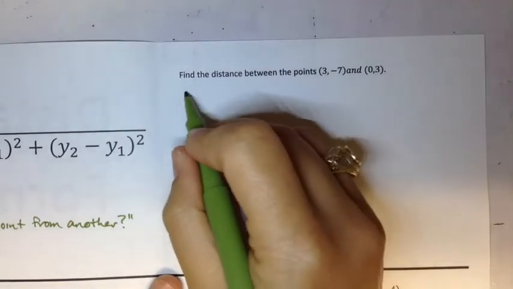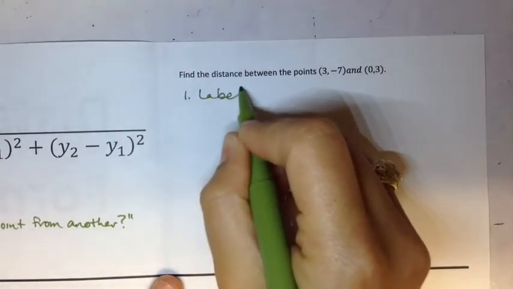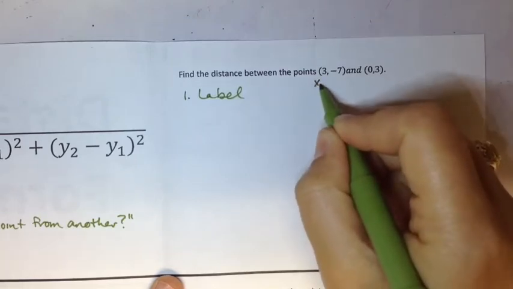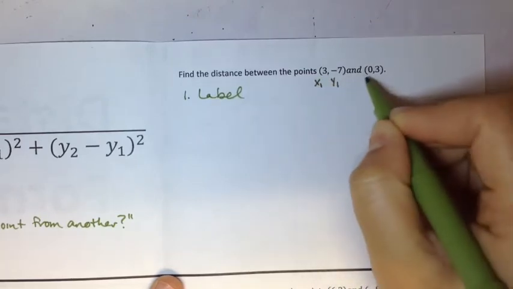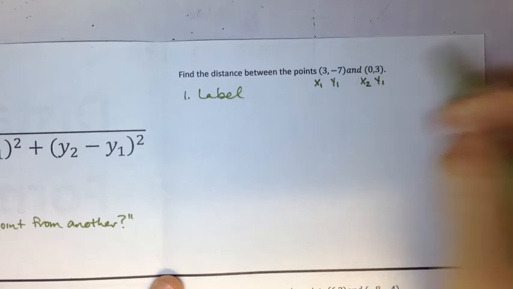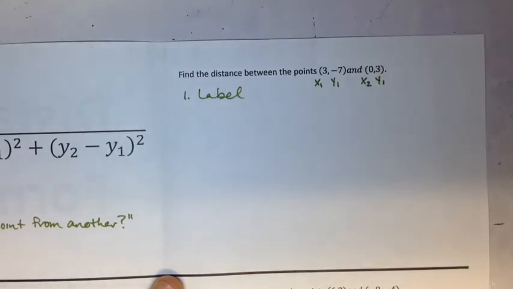The first step that you want to do is label. And when I mean label, I mean we're going to go, this is x1, this is y1. This is x2, and this is y2. So similarly to when we were finding slope, you're going to label the coordinates. Oh, that should say y2.